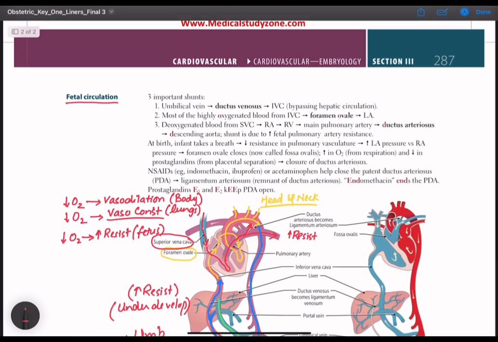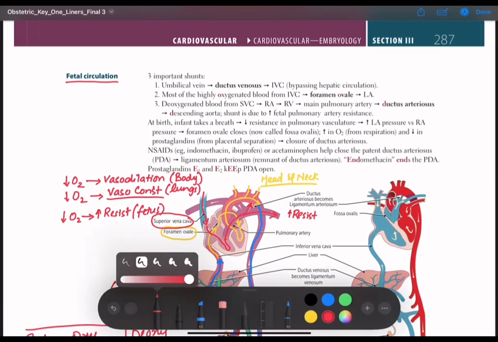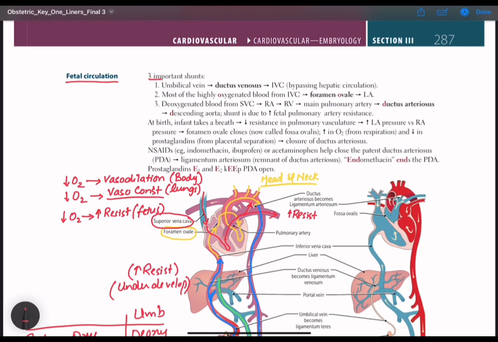Now let's review first aid. There are three important shunts within the fetal circulation. Shunt simply refers to bypass.